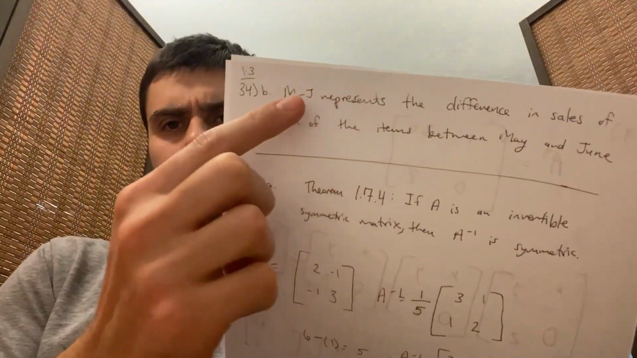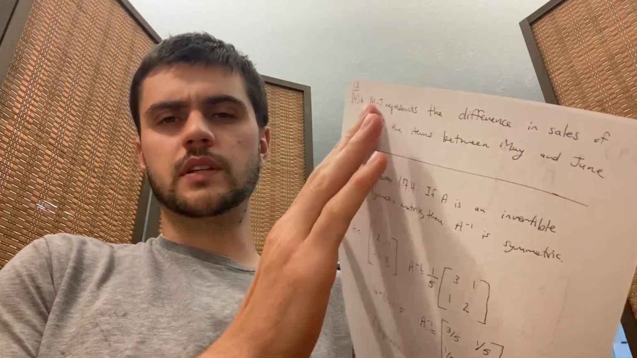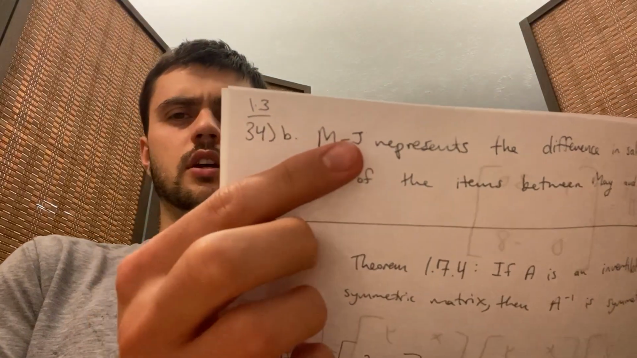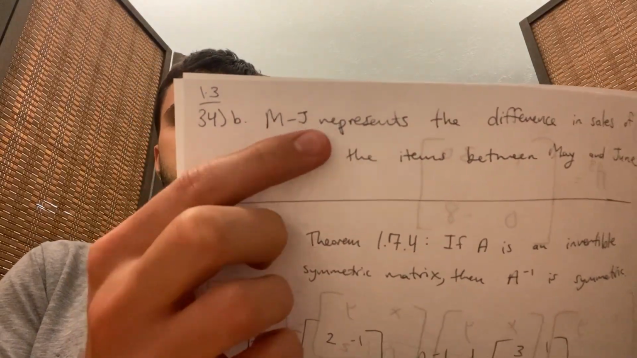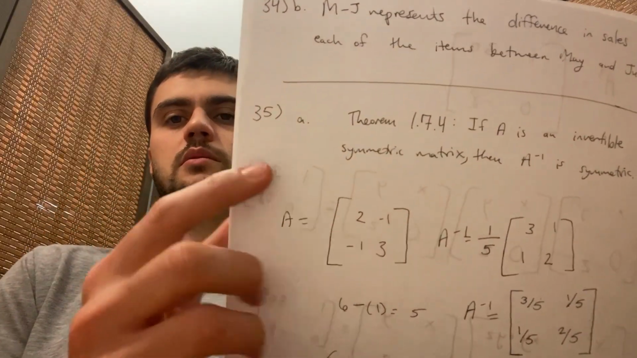We did 1.3 review problem 34. It gave two matrices. It asks what does M minus J represent? M was sales for certain items in May, J was sales for certain items in June. So it's the difference between May and June sales for certain items.